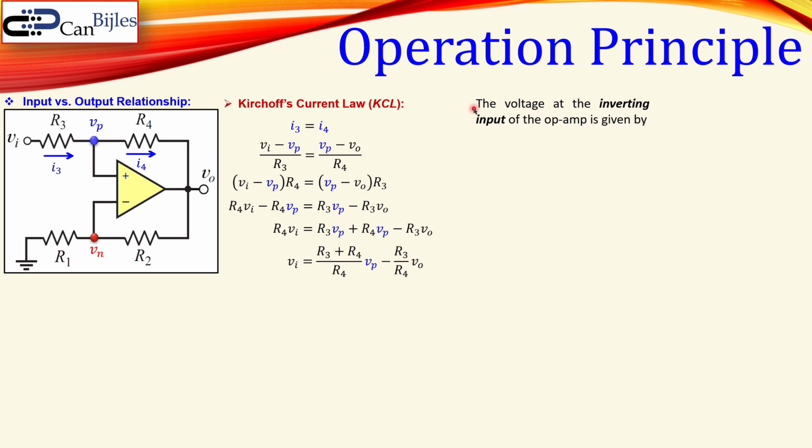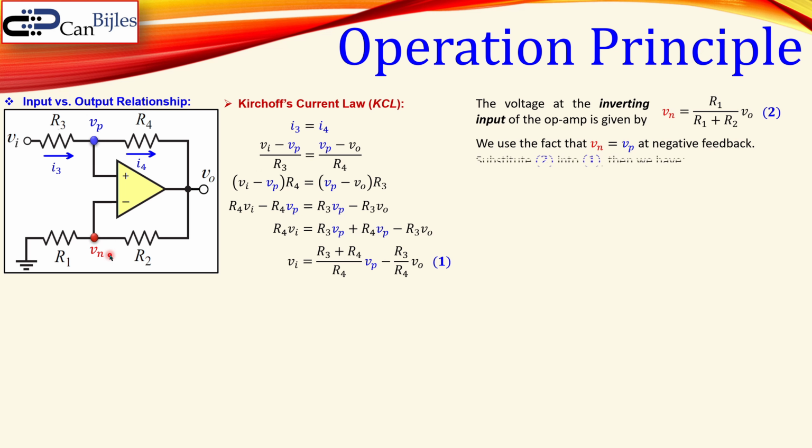Now we can say the similar case as we have done for the other input, then we can say the voltage at the inverting input here is given by voltage divider rule, so R1 over R1 plus R2 times the VO. That is the Vn. So we can now designate again this as equation number 1 and this as equation number 2. Now for negative feedback, if that is the case, then these two node voltages must be equal to each other. So we can say this is also Vp.